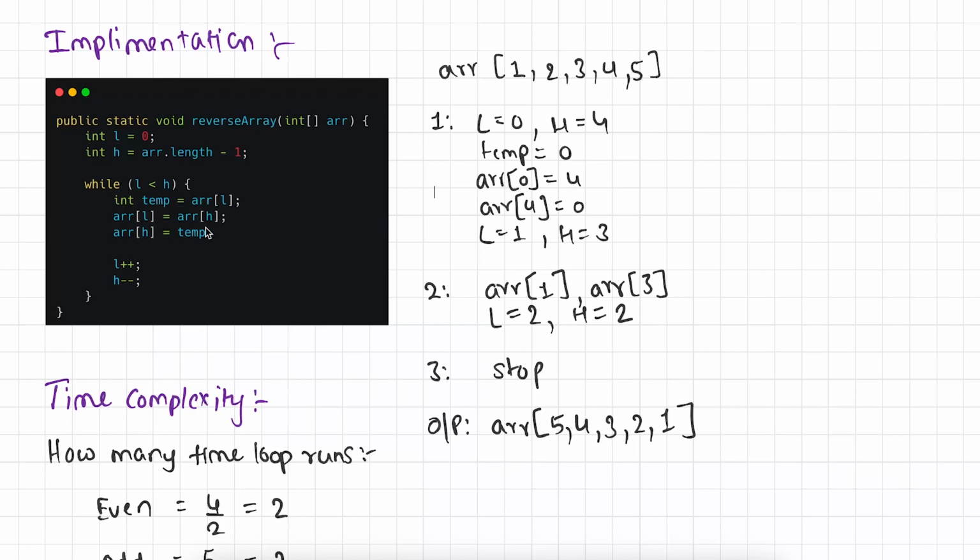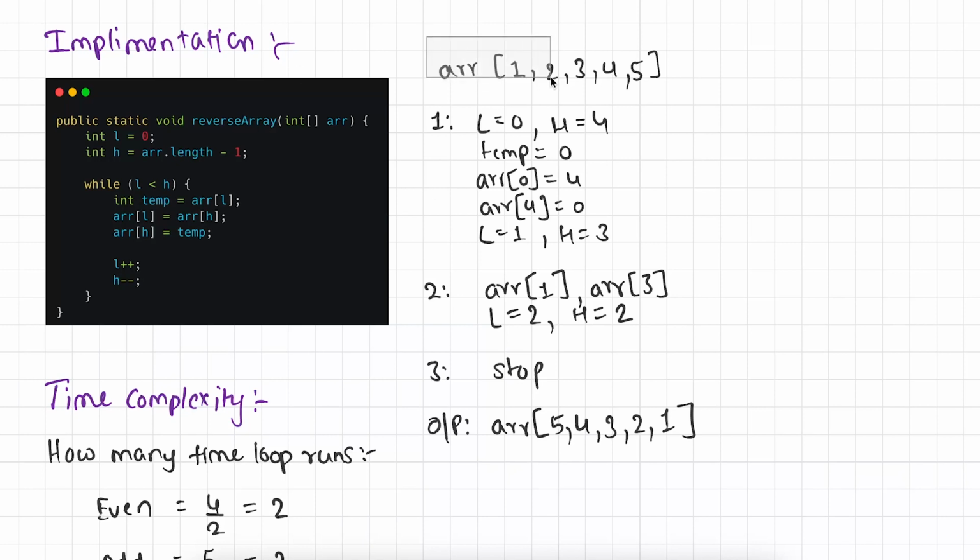And in each iteration, we are going to swap elements present at the index L and H. And in the last, we increment L by 1 and decrement H by 1 so that we can bring L and H close to each other so that they can meet at some point. So let's quickly try to run this code and see how it works.